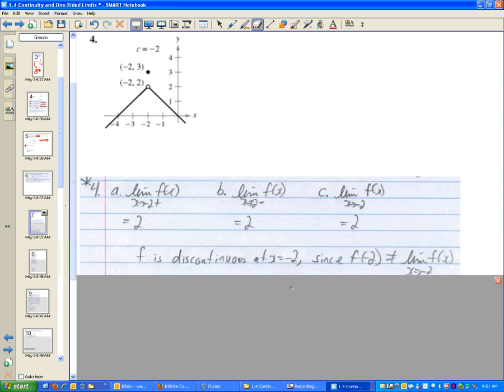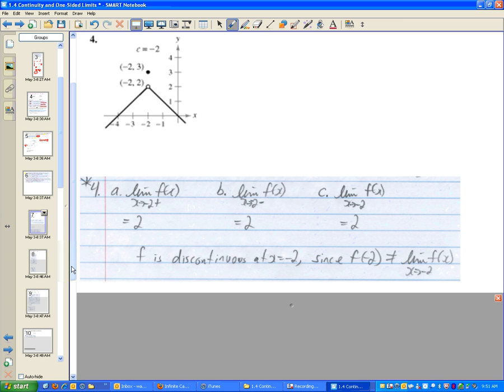How come? Because of our 3 conditions. F of c exists, the limit of f as x approaches c exists, and the limit equals the function value. F of c exists, the limit exists, but they're not equal. That's why it's discontinuous.